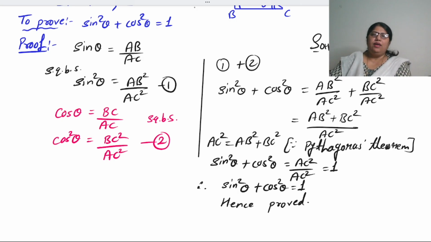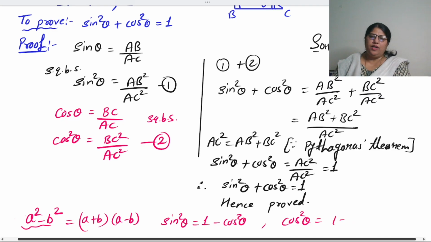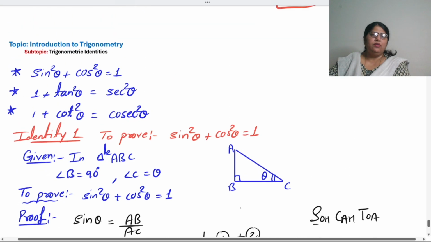Now you must know that whenever we solve identity based questions, we use a very important algebraic identity, a square minus b square, which is a plus b times a minus b. So what is going to be the variation here? I can write sine square theta in terms of cos square theta, or I can write cos square theta as 1 minus sine square theta. So you can write a square minus b square from both identities. Now let us go for the second identity. Later on we'll see how we use these identities to prove questions.